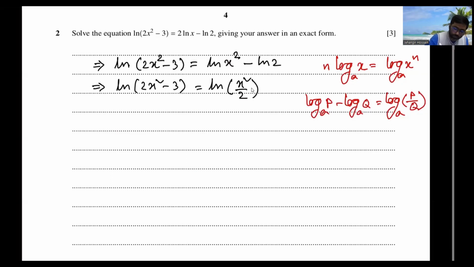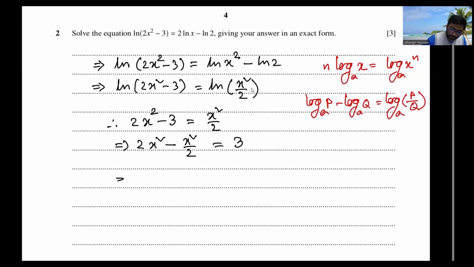Now, on both sides we have ln of this equal to ln of that. Since these two ln are equal, and since they are ln, the base is e, the variable must be equal as well. So we remove the ln and just take the variable from both sides. These two are equal. Then from this one, we take 2x squared and x squared by 2 on the same side and the number on the other side. So we have 3x squared by 2 equal to 3. So x squared equals 2.